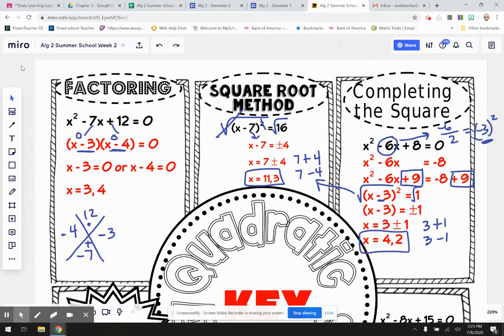This only works if this is an even number. I mean, it doesn't only work, it will work on an odd number. It'll just be a really messy fraction. So I would only use completing the square if that middle term is even.